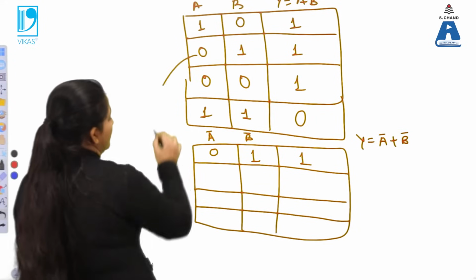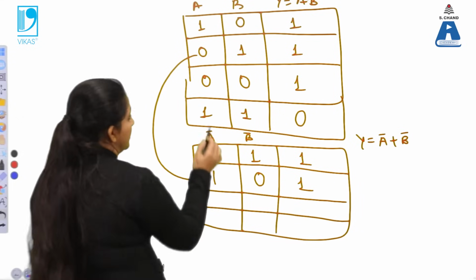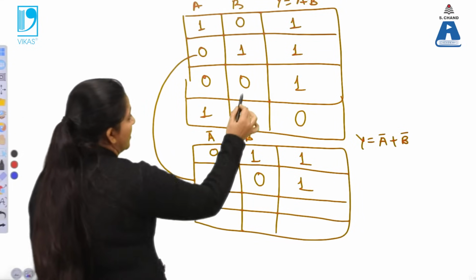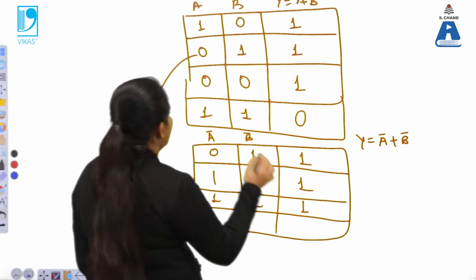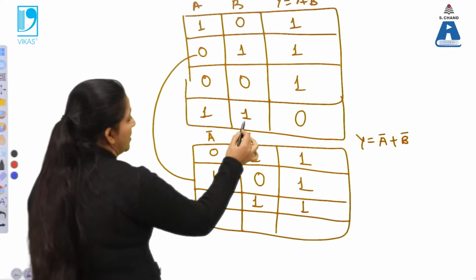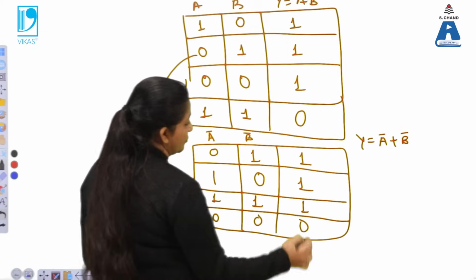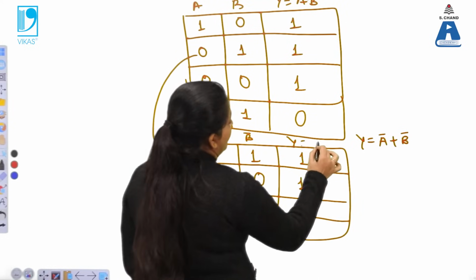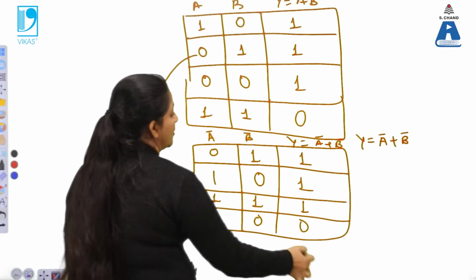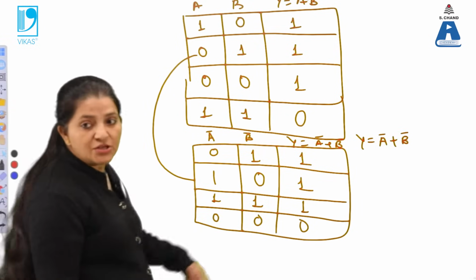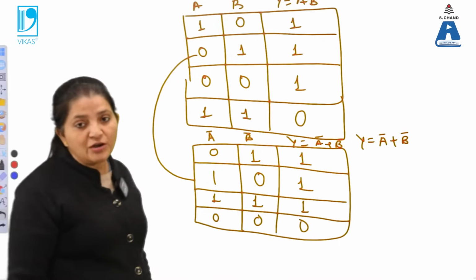Now A inverse of 0 is 1, and B inverse of 0 is again 1, so we will get 1 over here. Now the inverse of this 0 is 1, inverse of 0 is 1, so the output is 1 plus 1, that is 1 over here. Again inverse of 1 is 0, inverse of 1 is 0, and in this case 0 plus 0 is equal to 0. So now you can clearly see that the output in both cases is the same. That is 1 1 1 0 here, and 1 1 1 0 here. So in both of the cases, the output value is the same.